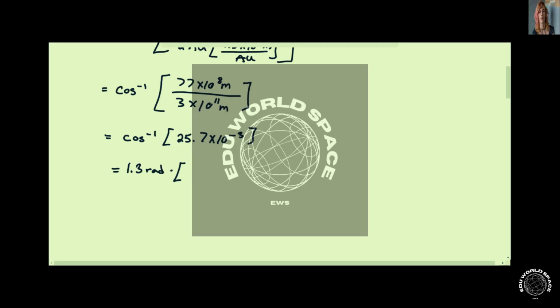Okay, so now we've got to convert the radians to degrees. So what we're going to do is multiply it by 57.3 degrees per radian. And here we get 74.5 degrees as the minimum angle of inclination.